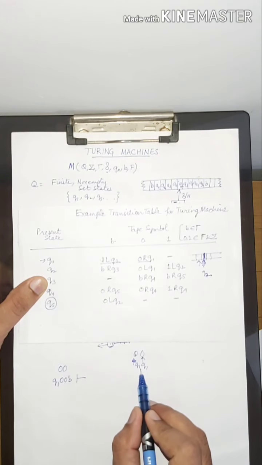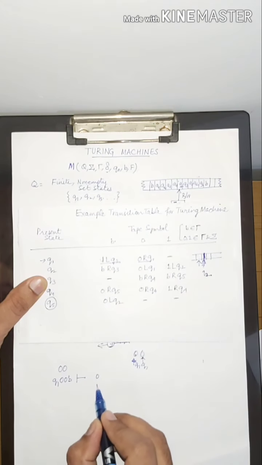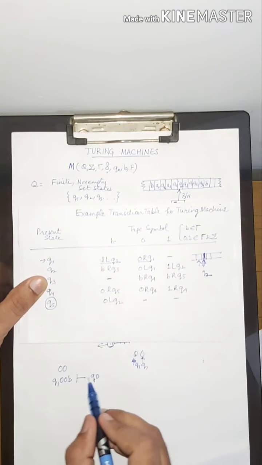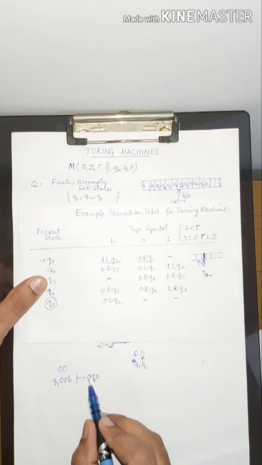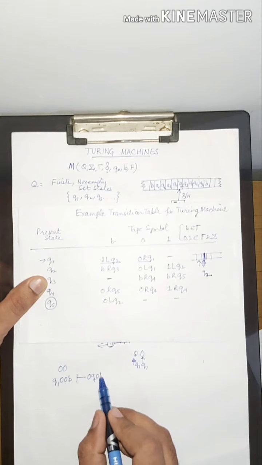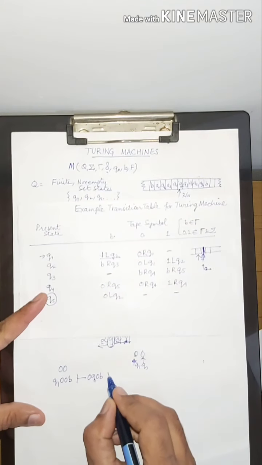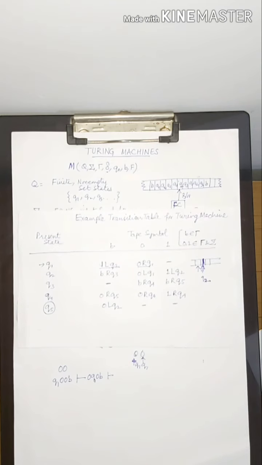So for this, the instantaneous ID will be written as the symbol under the head is 0. To the left of it, write the state Q1, and to the left of it will be the string, the left of it will be symbol 0, and this will be the instantaneous ID at the next moment. So now what next? If you have any doubts, let's clear them right now.